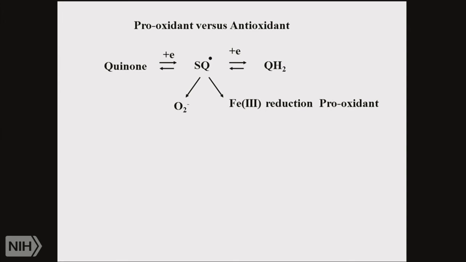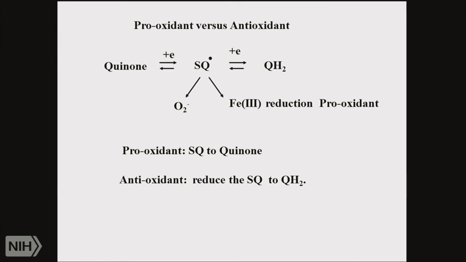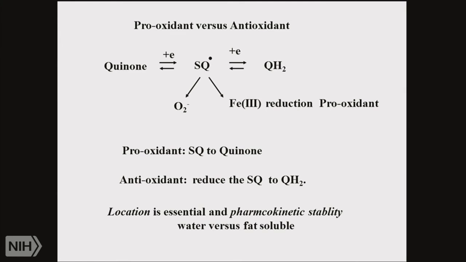Again, quinones, when we make the semiquinones, can drive the Haber-Weiss reaction. In other words, we can reduce iron 3, which is really impervious to hydrogen peroxide, to iron 2 to make hydroxyl radical, making it a pro-oxidant. Conversely, it can also make superoxide. So a lot of times we want to go from quinone to the diphenol species and skip this. I'll talk a little bit about that later. The pro-oxidant path is semiquinone to quinone. The antioxidant path is semiquinone to the diphenol.